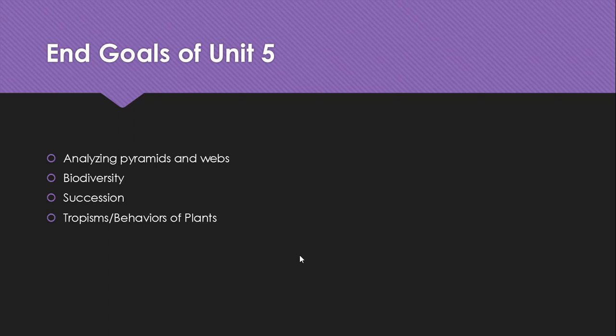And lastly, talking about the end goals of Unit 5, it's imperative that our students are able to analyze pyramids and food webs with ease, that they can figure out who's going to increase if this one decreases. They need to be really comfortable with biodiversity and if it's good or bad, and how you increase or decrease it, and how it relates to sustainability. Succession, they should be able to order pictures. They should be able to describe what's going to happen next in the order of succession. They should be able to compare and contrast primary and secondary succession. And lastly, they should be super comfortable with the traditional behavior of plants, including all the tropisms, wilting, turgor pressure, etc.